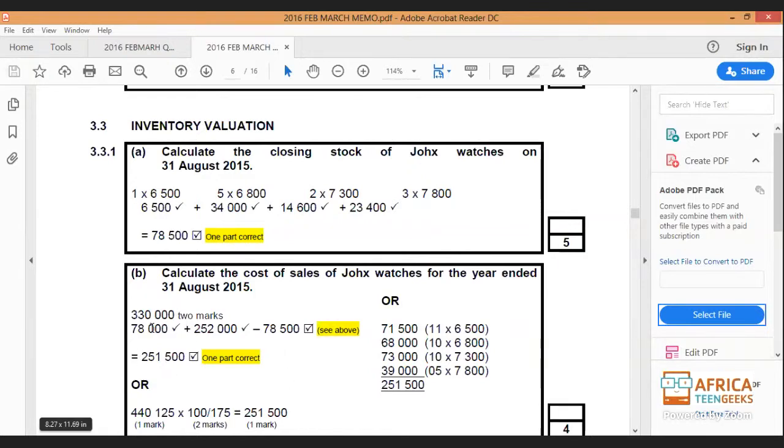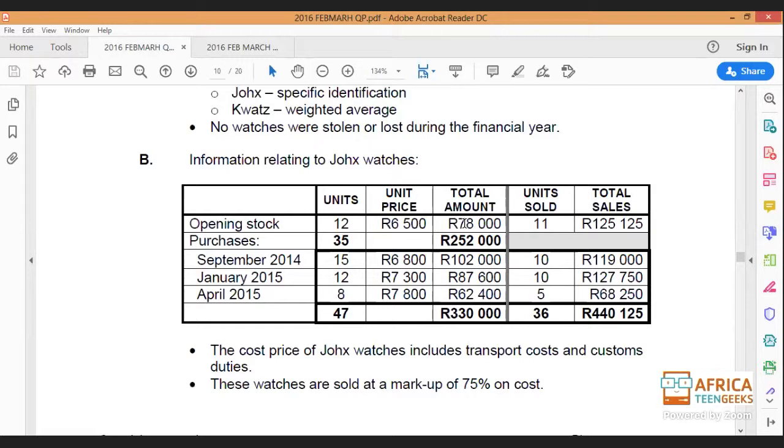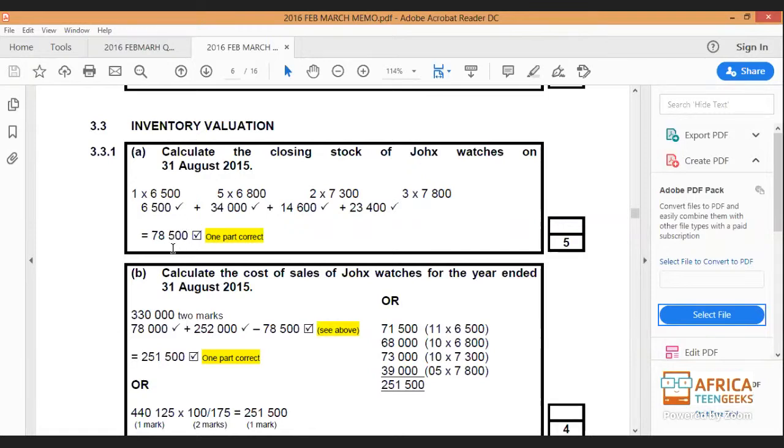It's always your opening stock plus your purchases, minus your closing stock. Your opening stock was 78,000, your purchases were 252,000, and your closing stock is the one that you have just calculated in A. So 78,000 plus 252,000 minus your closing stock, you get a cost of sales of 251,500.